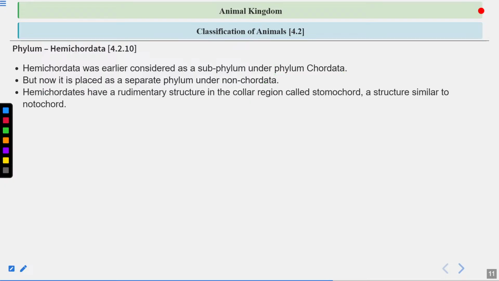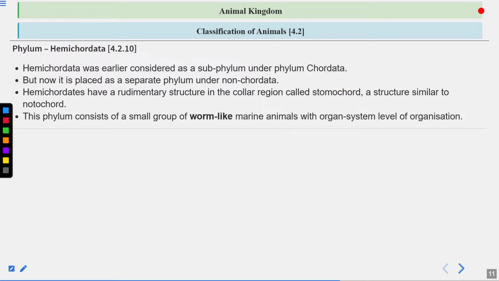Hemichordates have a rudimentary structure in the collar region called the stomochord. So instead of a notochord, they have a stomochord. Remember this term. This stomochord is a structure similar to the notochord. The notochord is present in members of the phylum Chordata; it is a longitudinal flexible rod of cells. Instead of the notochord, the stomochord is present.